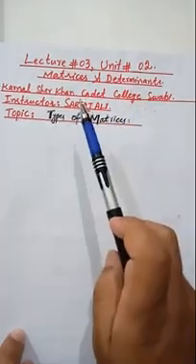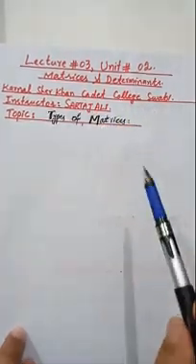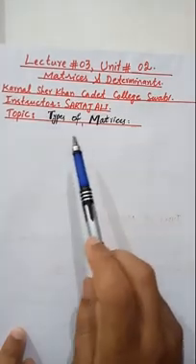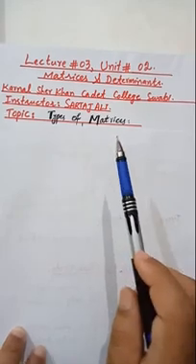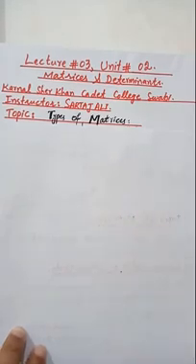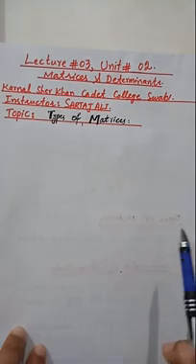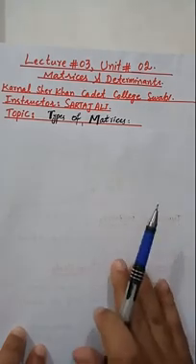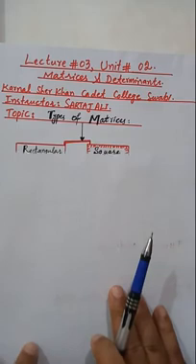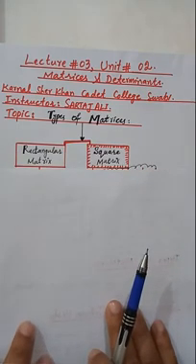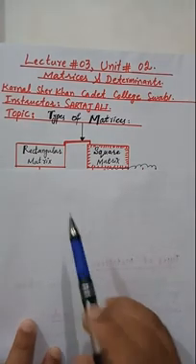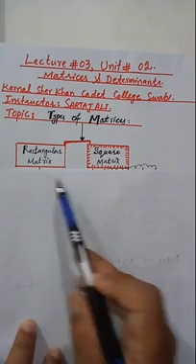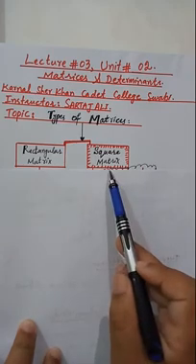The title of that unit is Matrices and Determinant. The topic of this video lecture is types of matrices. In this video lecture, we will discuss the different types of matrices. Mainly, there are two types of matrices. One is rectangular matrix and the other is square matrix.